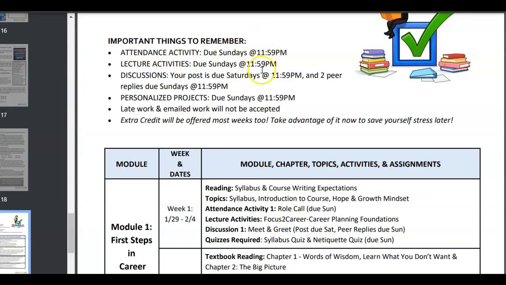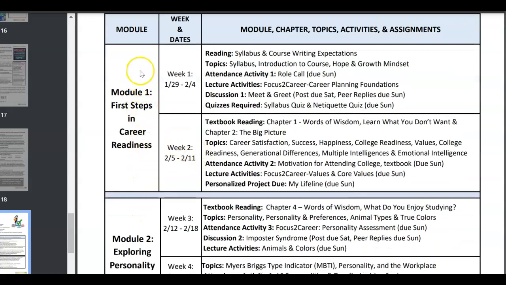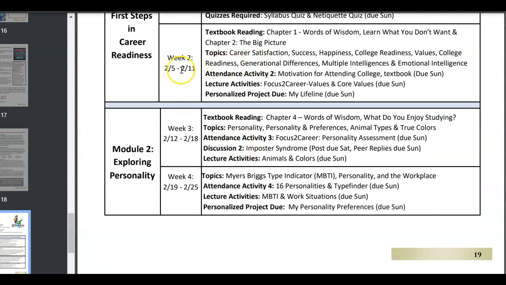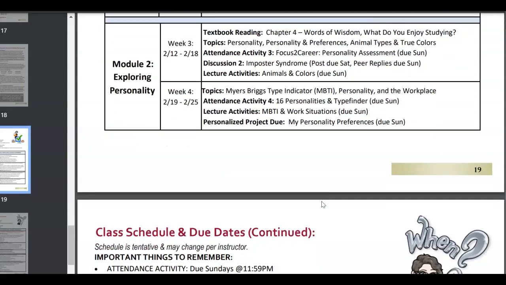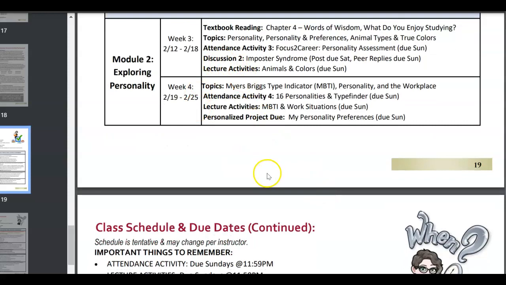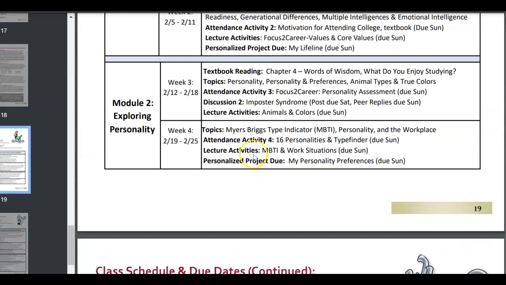Okay, so important things. Remember, essentially everything is due on Sundays unless you have a discussion. If you have a discussion, you have your post that is due on Saturday. And then I have it broken up into our modules. Okay, so what I do is I've opened up Module 1, so Week 1 and 2. The second week, the last week of a module, I'll open up the next module. I don't like to open everything up right away because there's a lot of activities and I don't want to overwhelm you. If for some reason you do want to work ahead and you want something open, just send me an email. There's a couple things I do want to point out.